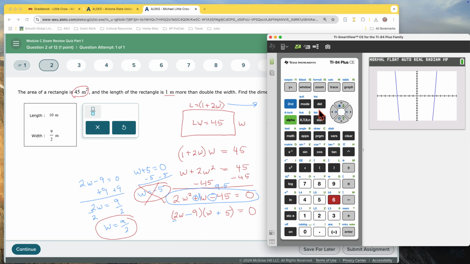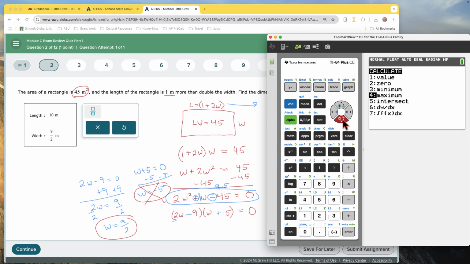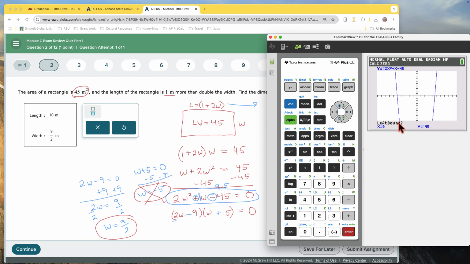Okay, and I'll show you. You could go second calc, and we want to find the zero. It's a little complicated. You need a left bound. Where is it? It's at 0, negative 45. So our cursor is way down here. I'm going to move it to the right, and notice it's coming closer. There it is. This is to the left of the intersection, so I'll hit enter. And I go to the right of where it is going to cross the x-axis. And I hit enter, 4.50. So that's 9/2.